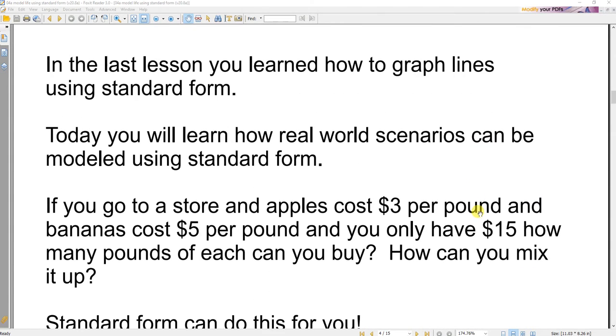In the last lesson, you learned how to graph lines using standard form. Today, you're going to learn how real world scenarios can be modeled using standard form. If you go to a store and apples cost $3 per pound and bananas cost $5 per pound and you only have $15, how many pounds of each can you buy? How can you mix and match it? Standard form can do this for you.